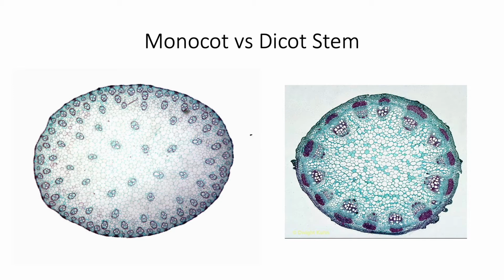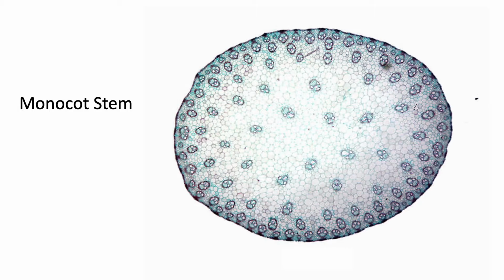Monocots and dicots have different structures to their overall stems. The first one we're going to look at is monocot stems. So monocots are surrounded on the very outside edge by the epidermis. This is the layer that protects the internal components of the stem.